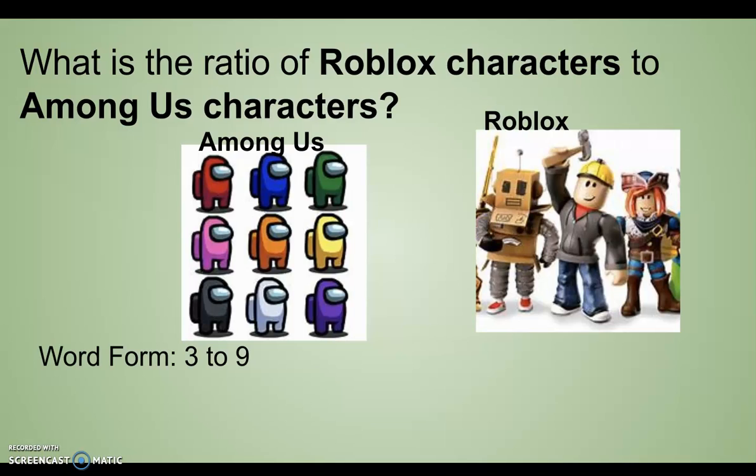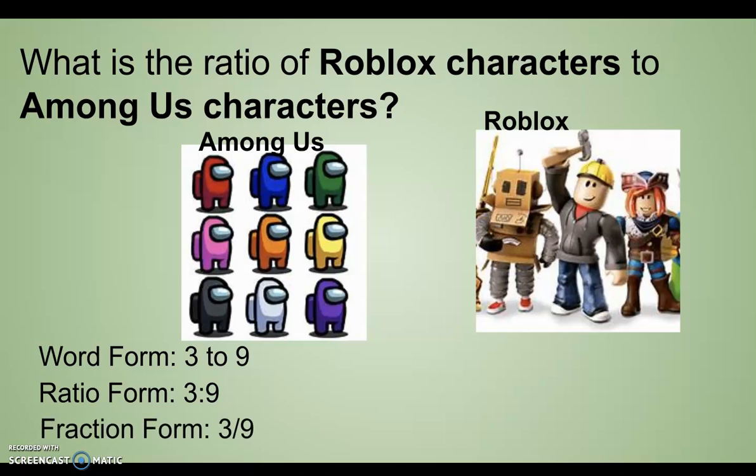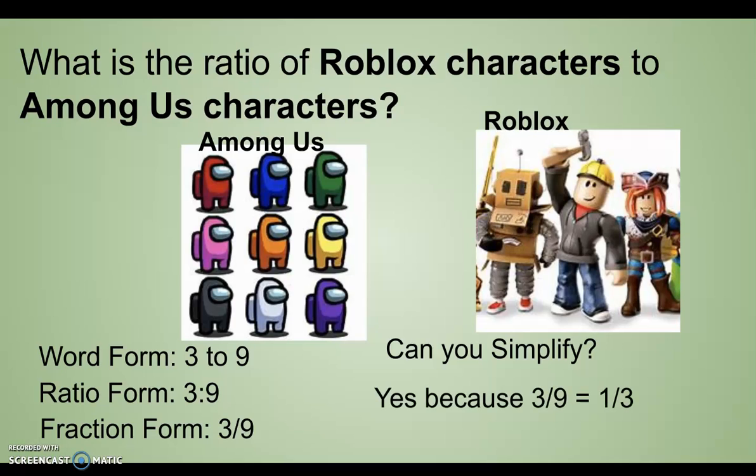In word form, you're going to have 3, then the word to, and then the 9. In ratio form, you have 3:9. In fraction form, you have 3 over 9. Simple, right? But can you simplify? That means, can you make this into smaller portions? And the answer is yes, because 3 over 9 would equal 1 over 3.